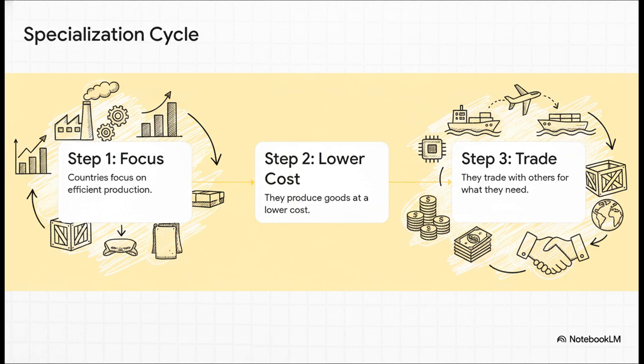Let's just walk through the logic here. It all starts when a country focuses on what it does well. That focus leads to better efficiency, which means they can make stuff at a much lower cost. And the final piece of the puzzle is trade. They sell all the extra stuff they made to the world and then use that cash to buy everything else they need. It's a simple idea, but it's incredibly powerful.